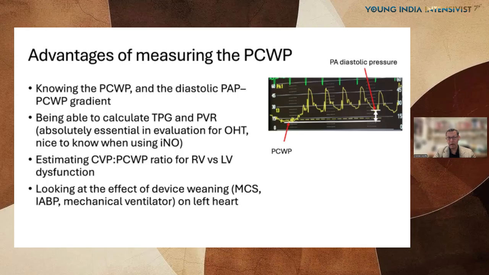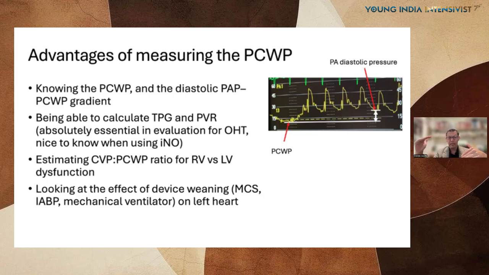So it's essential. There is no way around doing this in heart transplants. It is also nice to know when you're evaluating pulmonary hypertension and looking for responses to treatment, for example, with nitric oxide or intravenous prostaglandins or epoprostenol, sorry. And again, I've said that CVP to wedge ratio is my go-to metric for RV versus LV dysfunction.